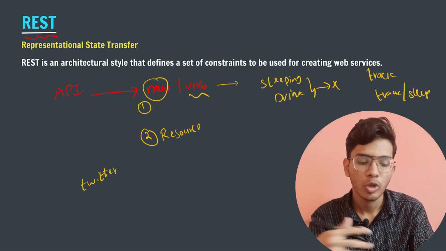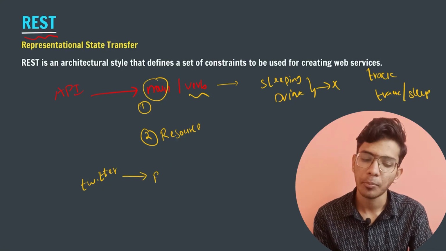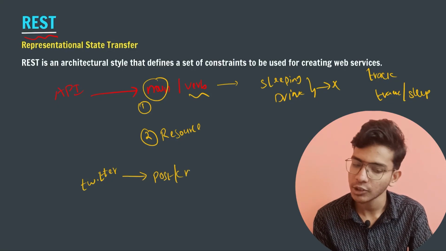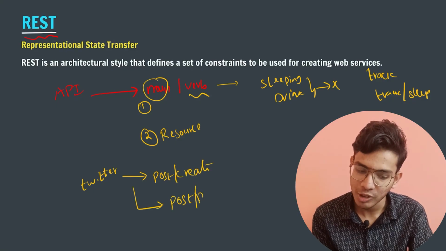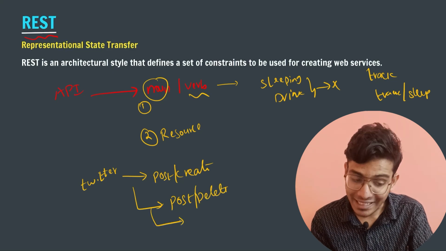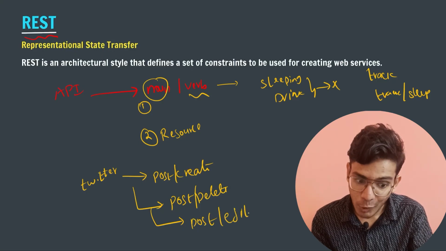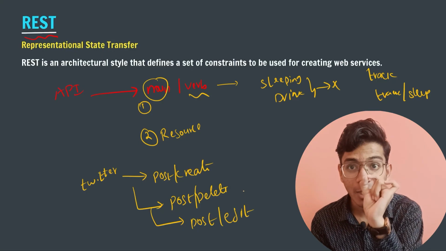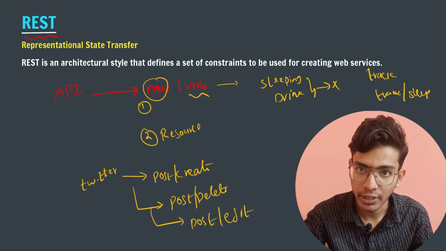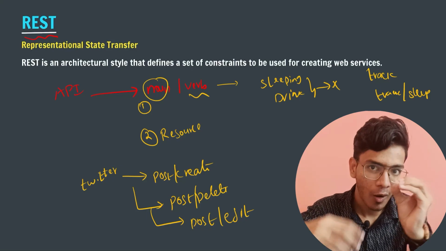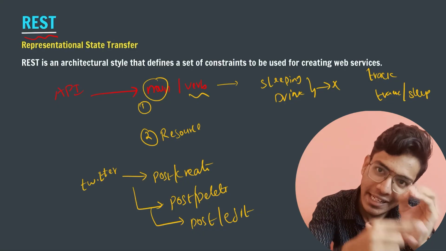Whenever you go to the website of Twitter and write a post, you will observe that if you are creating a post, you will get a URL called post/create. If you are deleting a post, then you will go to a URL called post/delete. If you are editing a particular part of your post, then you will go to a URL called post/edit. So here one thing you need to observe is that all the operations we are doing in Twitter are always interlinked to a post.